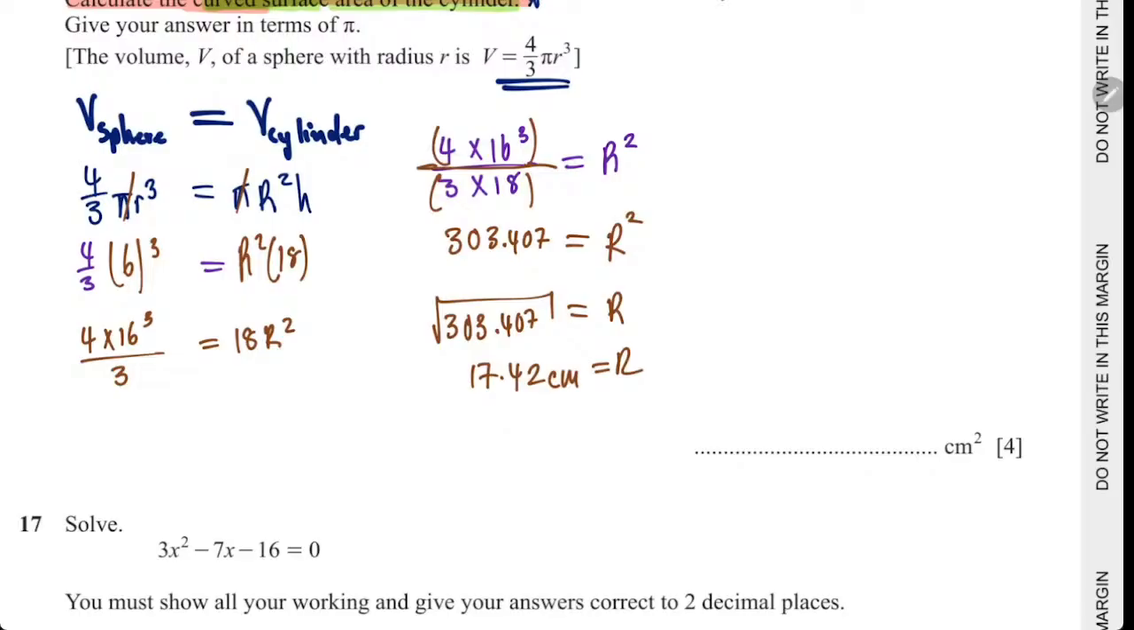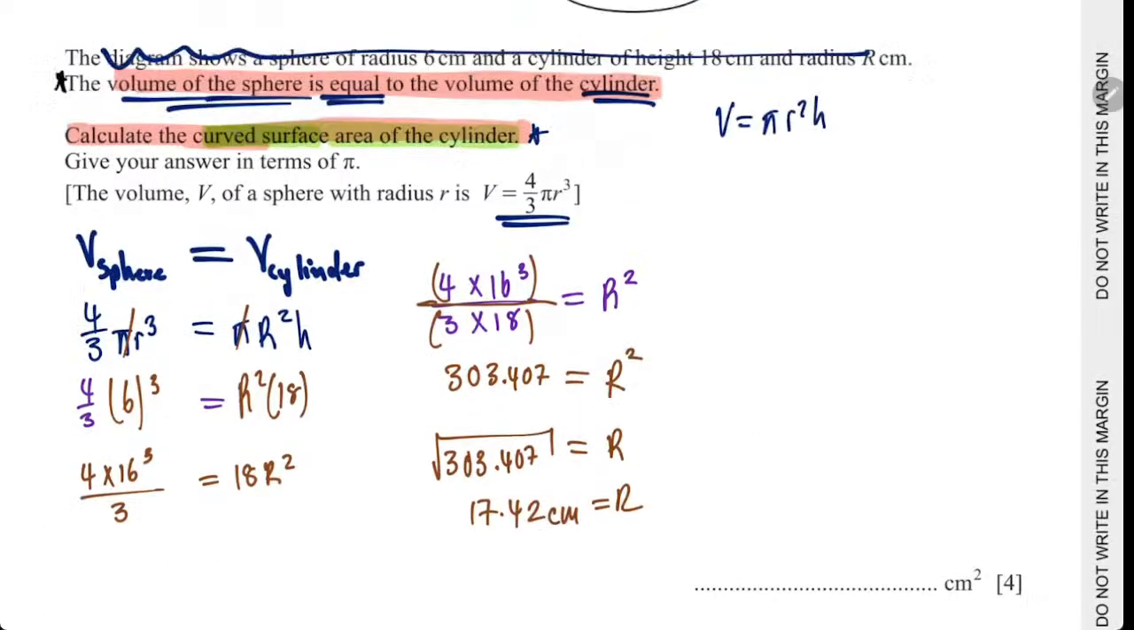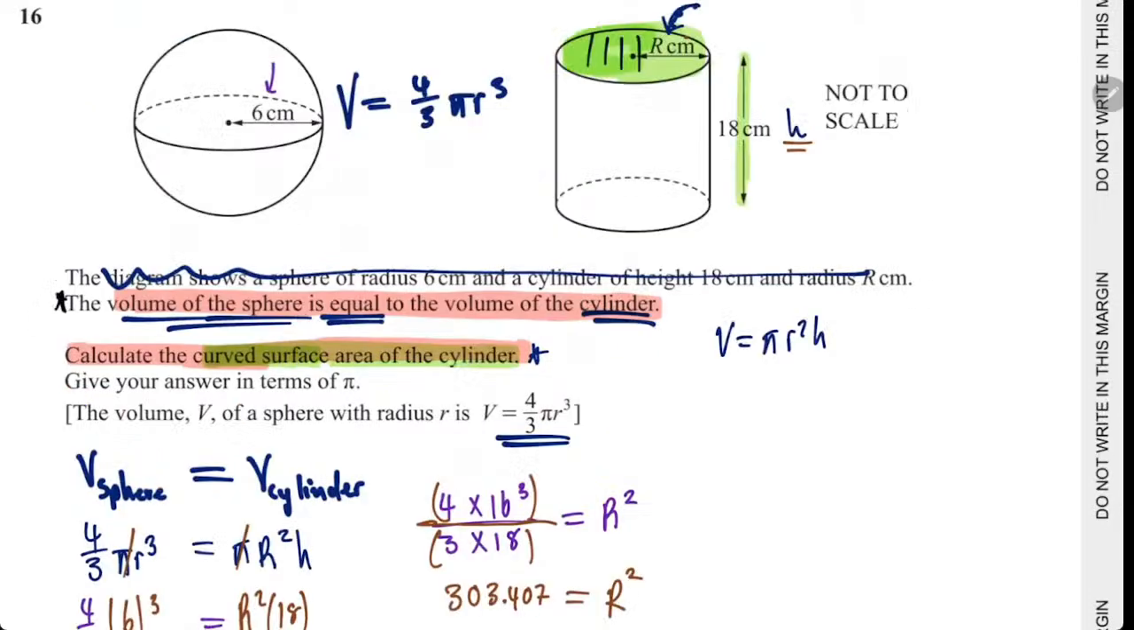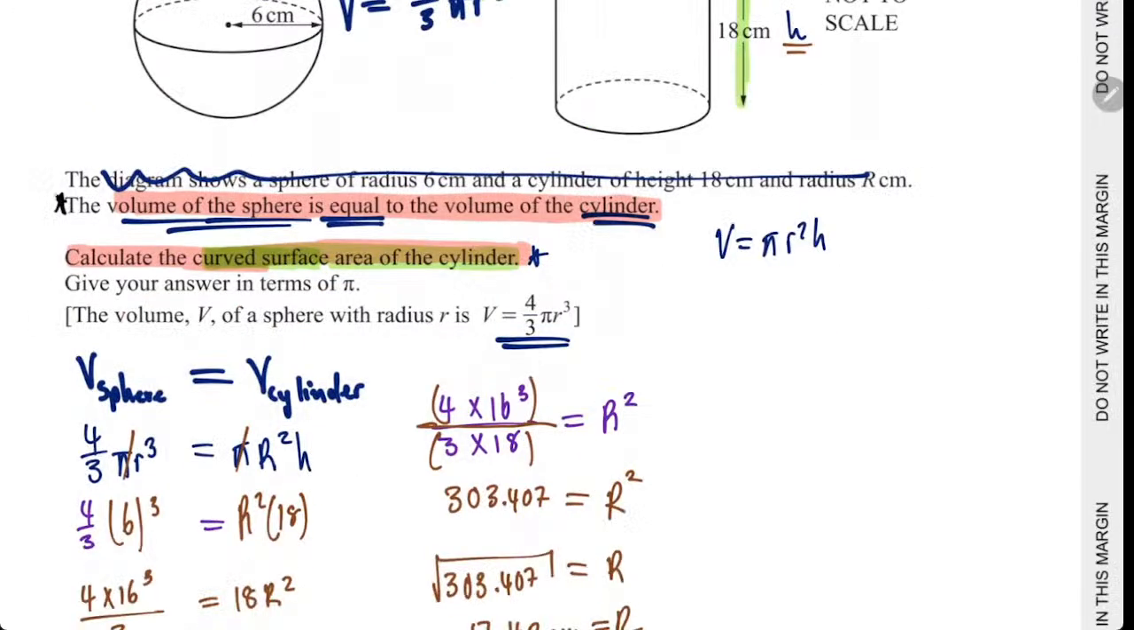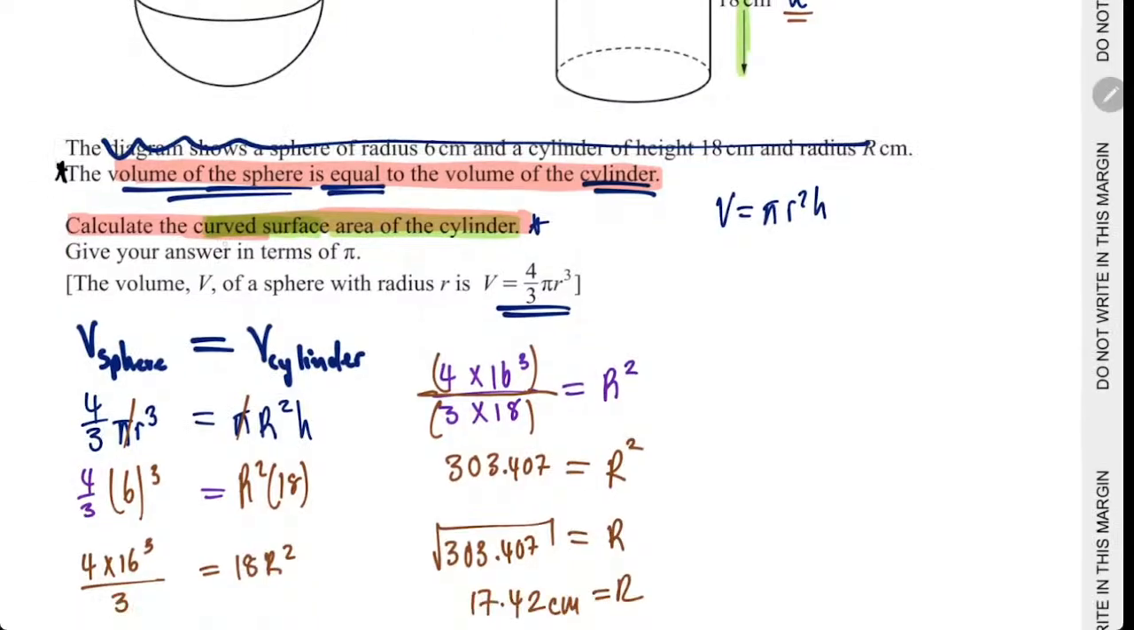Okay, rounding off, 17.42. So now you're not done. You now have the radius of the cylinder. Now they want you to find the curved surface area.